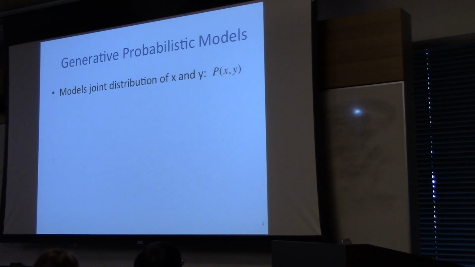All right, so generative probabilistic models. A generative probabilistic model models the joint distribution of both the x and the y's. And in fact, at least at the highest level of abstraction, a generative model makes no distinction between an input feature and a label you want to predict. It just wants to model the whole distribution of x and y given some training data.